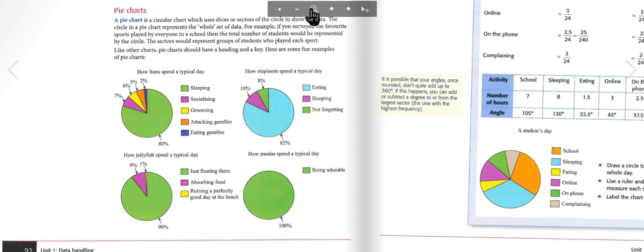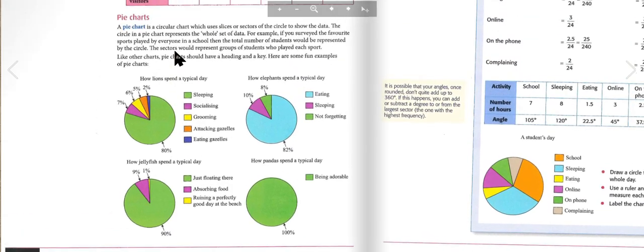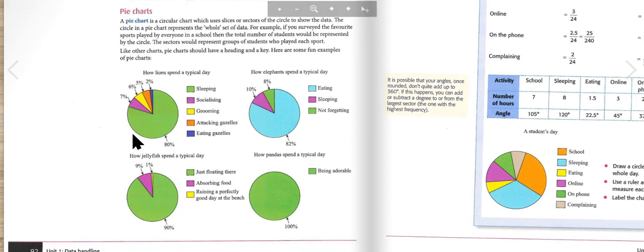How elephants spend a typical day. Eating, sleeping, and not forgetting... well, mostly they eat. How jellyfish spend a typical day: just floating there. Yeah, they usually just float there in the sea, absorbing food. Yes, they do eat food. And ruining a perfectly good day at the beach.